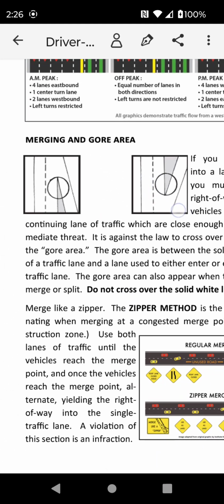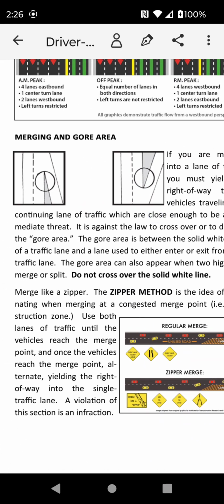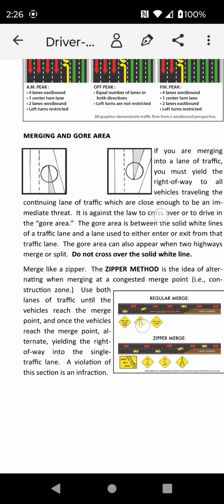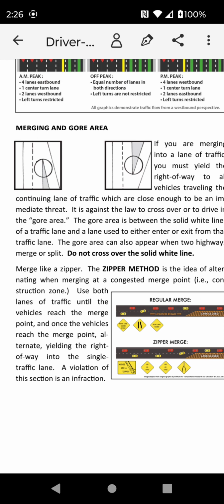Okay. Let's look at this. Merging and gore area. Those are very important, okay? Let me show you this area right here. Do not cross that little area that merged, okay? Your job is to be on this road heading this way and then merge slowly. Keep going, okay? Don't cross the lines.